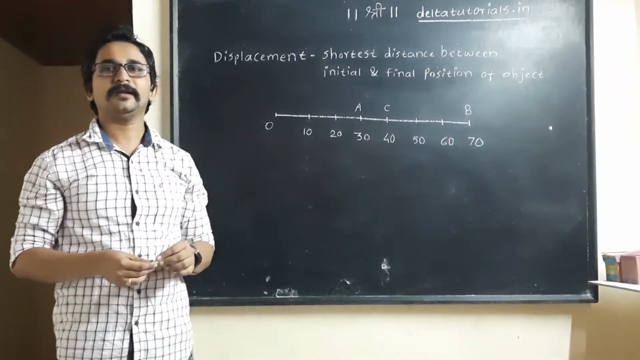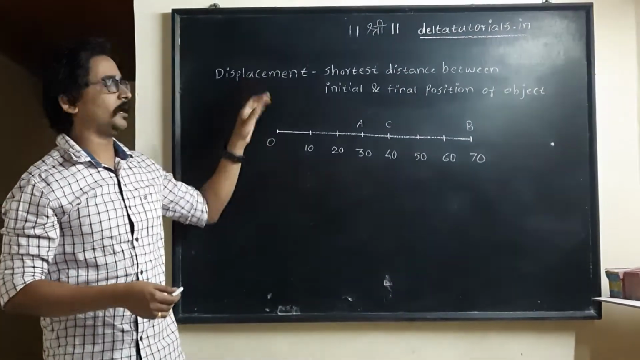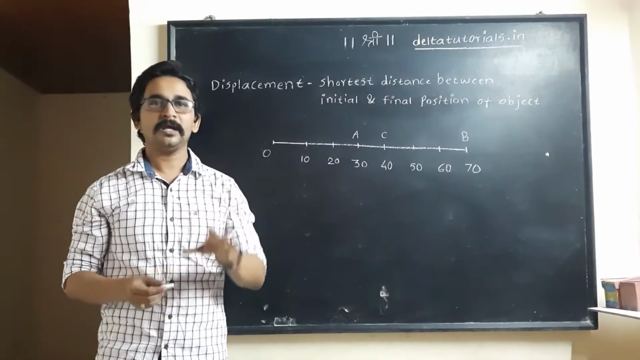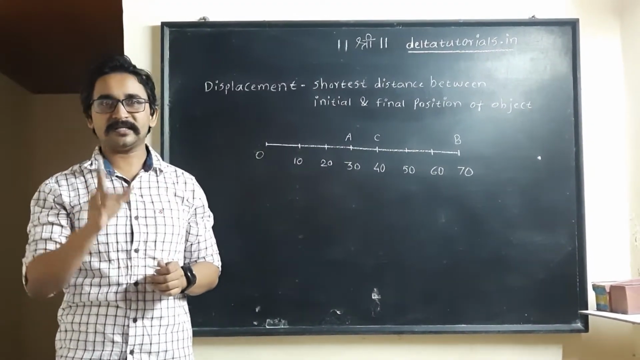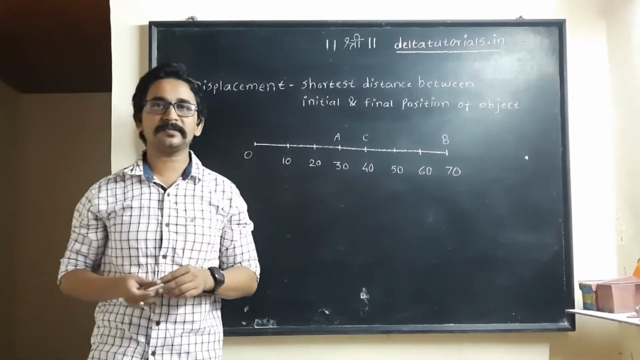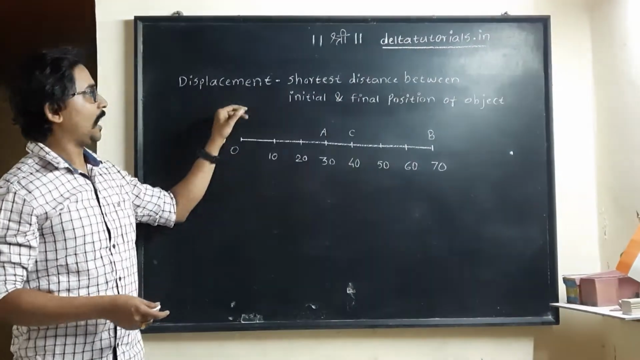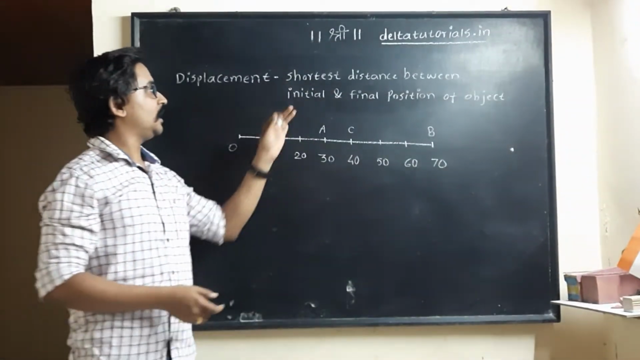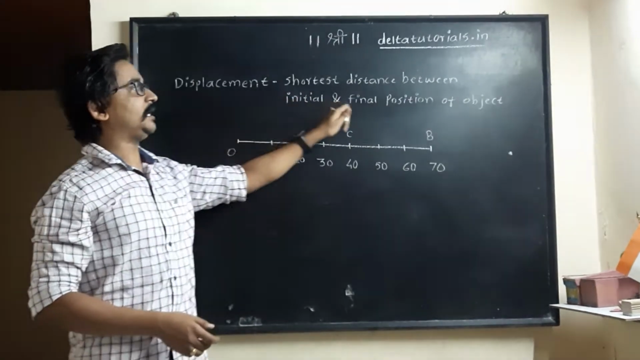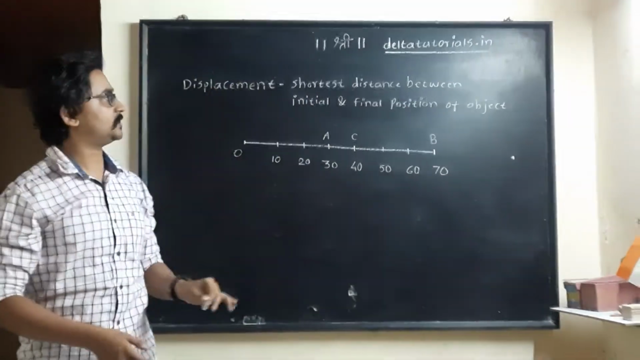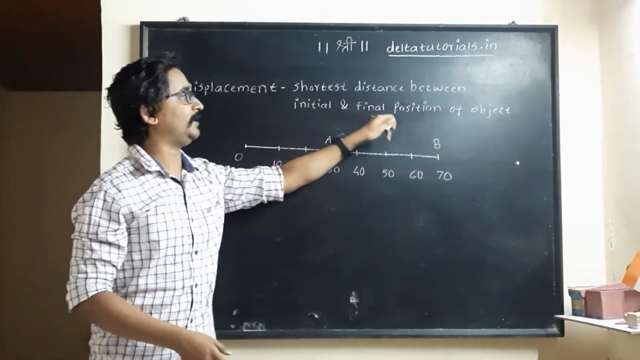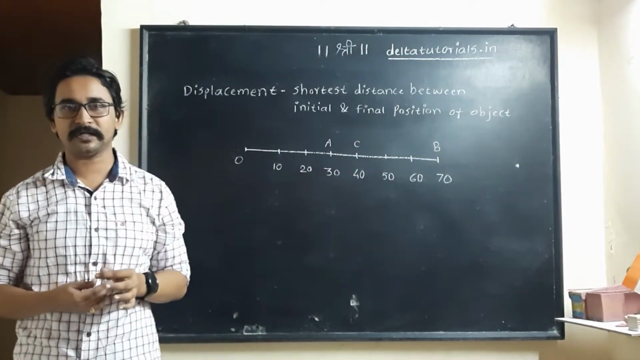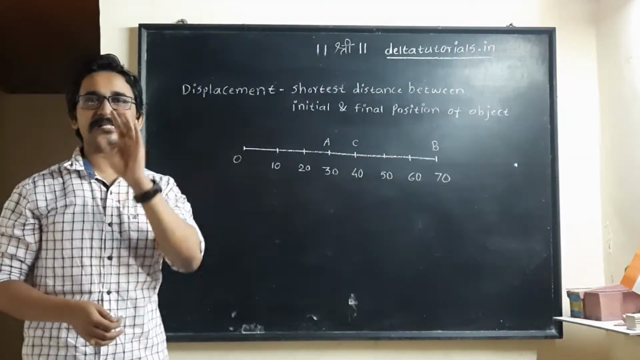Hi friends, in today's video we are going to study the concept of displacement. Note one thing: distance and displacement are different concepts. As per the definition, displacement is the shortest distance between the initial and final position of the object. It is called displacement.